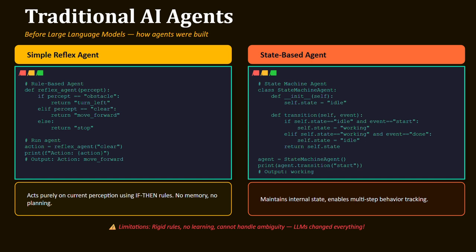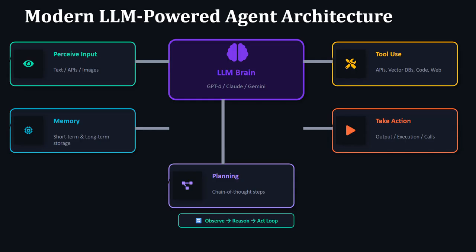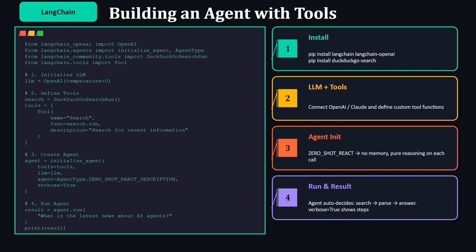But now the modern LLM has to be powerful enough to tackle such types of things. So this is a modern LLM-powered agent architecture where we have input, we have memory, we are taking decisions, we are using different tools, and we are planning. We have a brain, meaning it observes, reasons, and then acts in a loop.